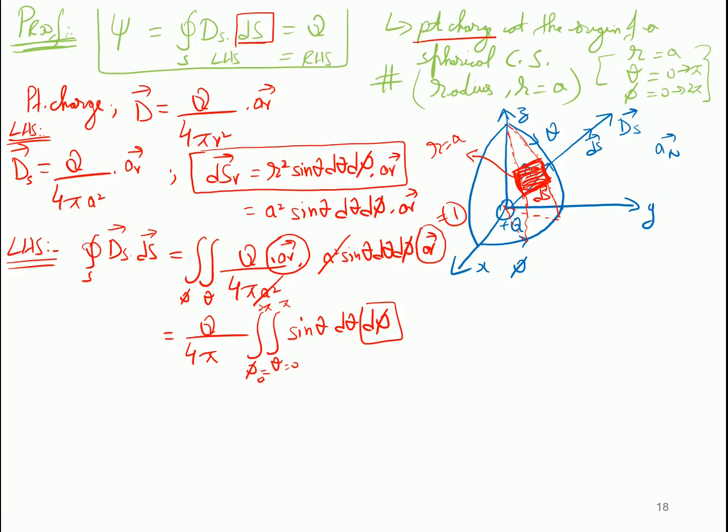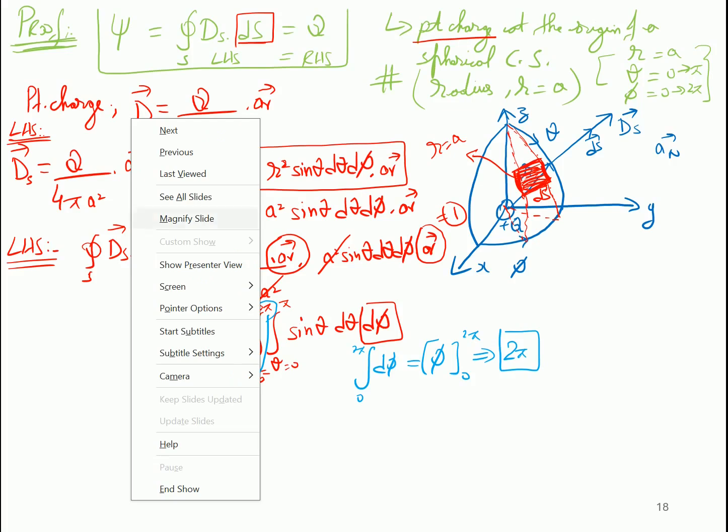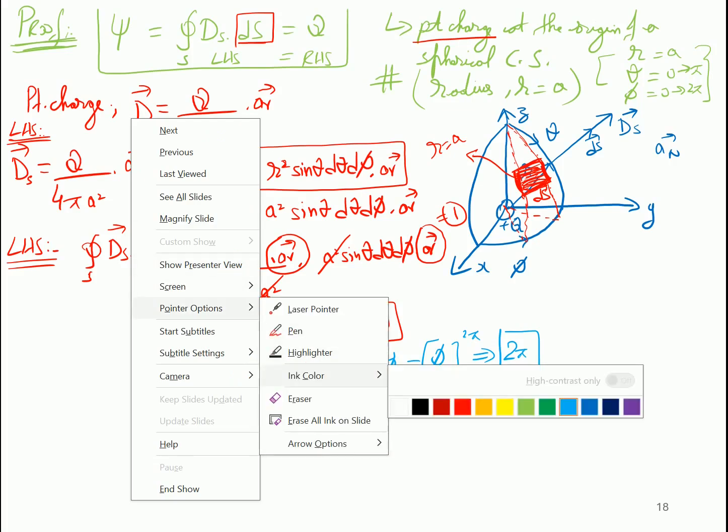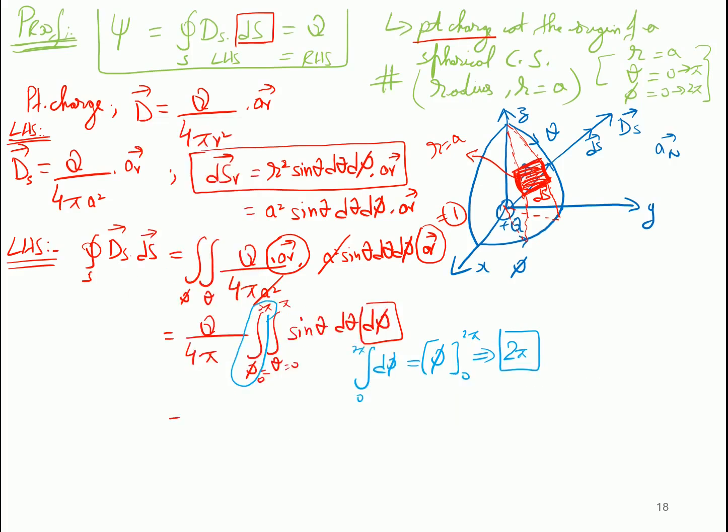So if I integrate with respect to phi, it is going to be the integral from 0 to 2 pi of d phi, which comes out to be phi, with the limit from 0 to 2 pi. Once you solve this, it becomes 2 pi. So I have first solved the integral of phi. Next I will be left with theta, so I can just solve the integral for theta.